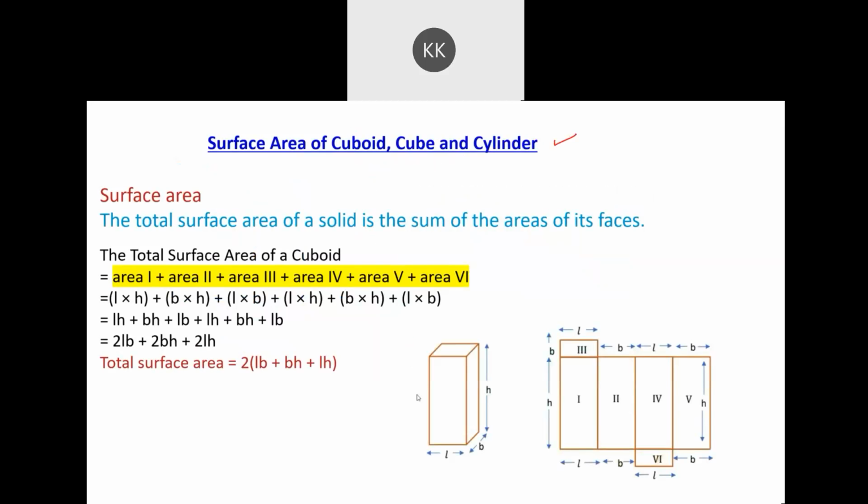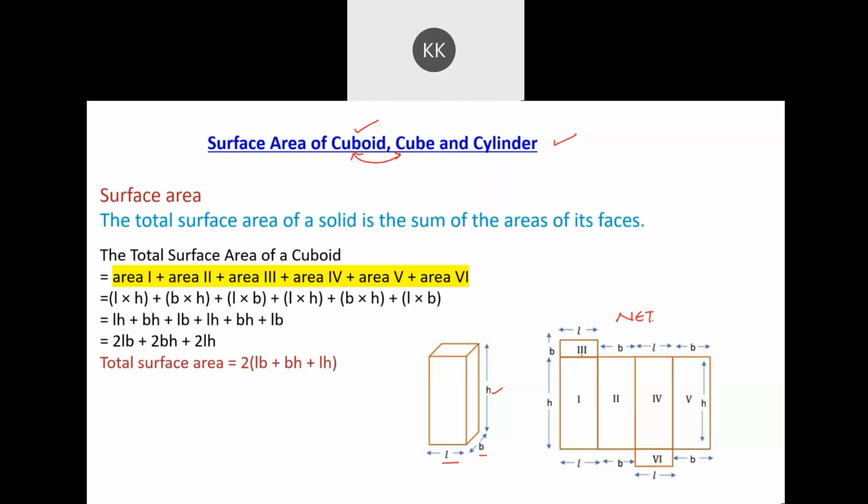We will start with the cuboid now. These two are similar. When I consider a cuboid, it has 3 dimensions: length, breadth and height. When we count the number of faces, there are 6 faces. Hence we require 6 areas to find the total surface area. When we cut a paper cuboid and spread it out, we get a net like this. It is called a net.